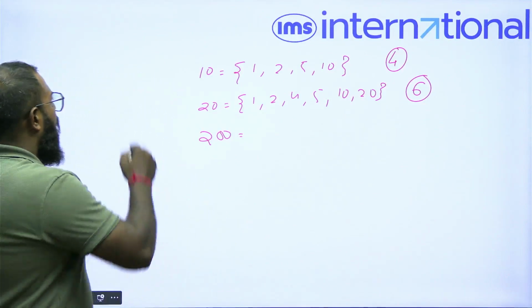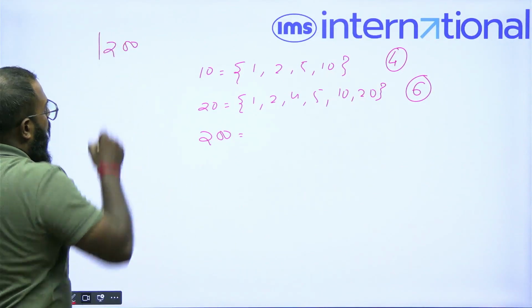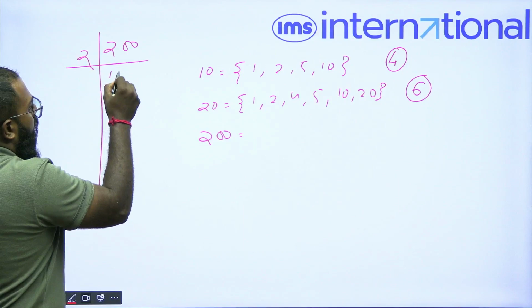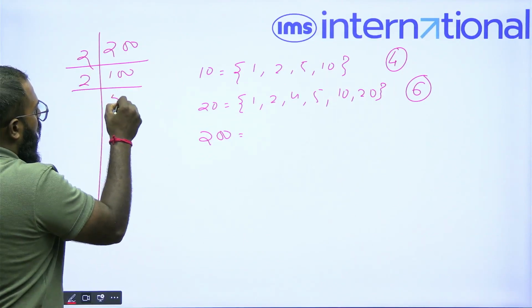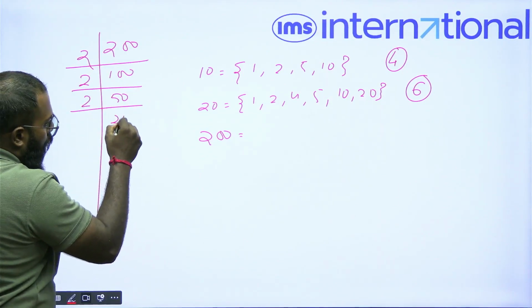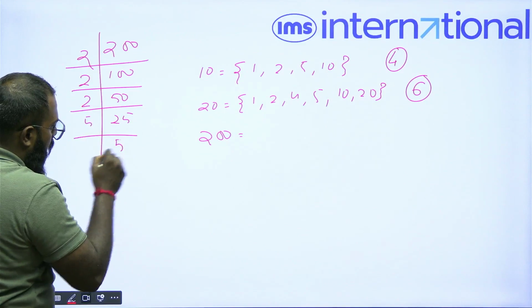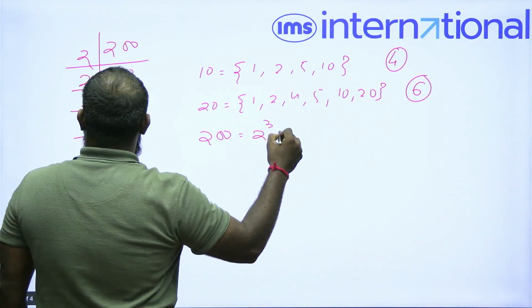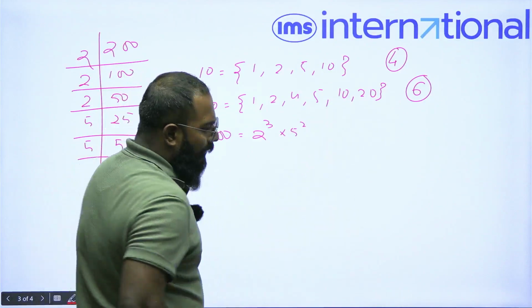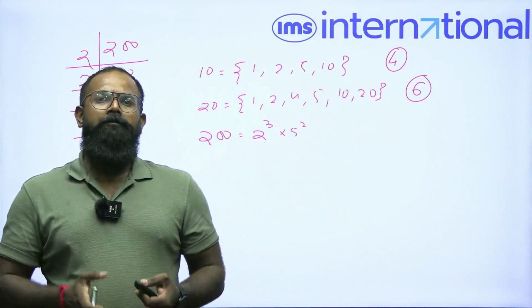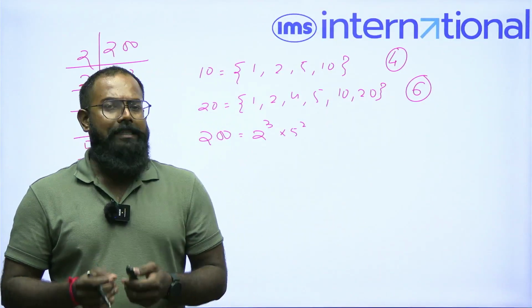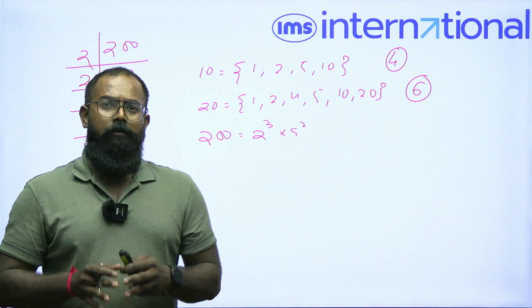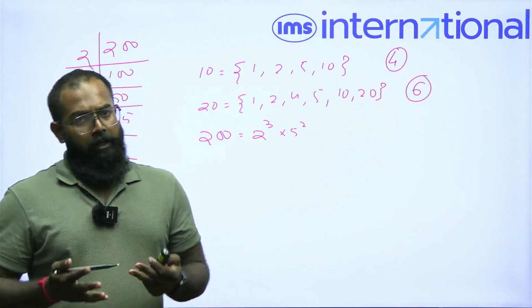Let's start. So the prime factorization of 200 is going to look like this, a 2, and again a 2, and a 2, and a 5, and then one more 5. That means I can write 200 as 2 raised to the power 3 and 5 raised to the power 2. Can I say that the highest power of 2 that can divide 200 is 3 and the highest power of 5 that can divide 200 is 2?